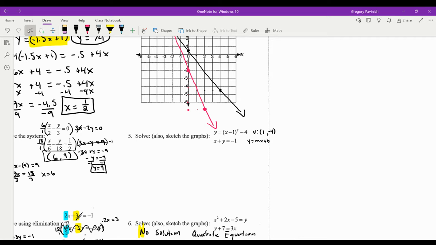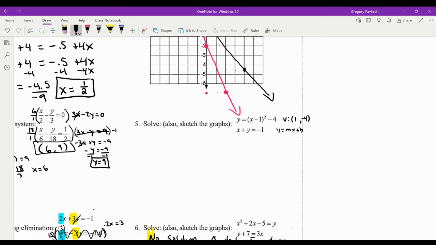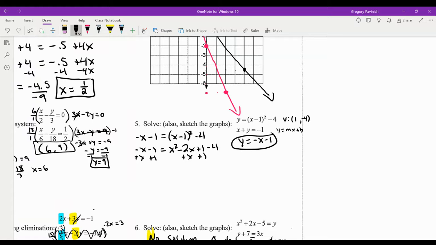Okay, my next one is my graph of my quadratic and my linear. So I'm going to solve this algebraically. I'm going to solve for y and plug it in. I'm just going to work this quadratic. X squared minus 2x plus 1 minus 4. Now I'm just going to get everything over to one side. So I'm going to add this x, add this 1, combine like terms.